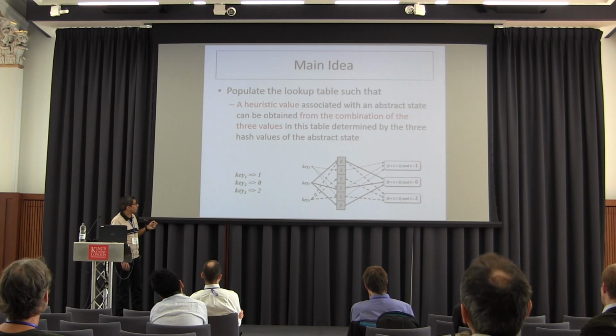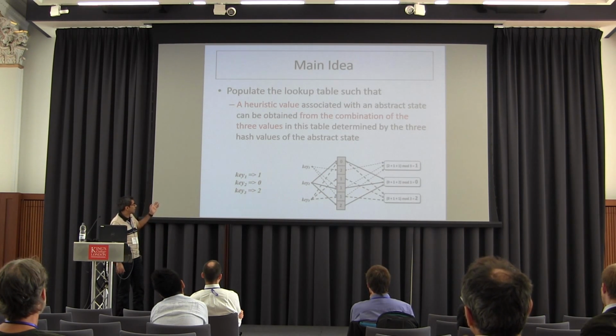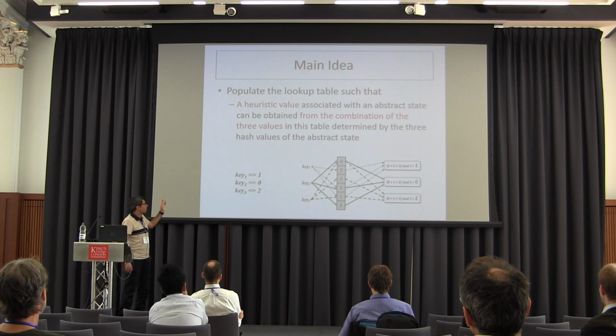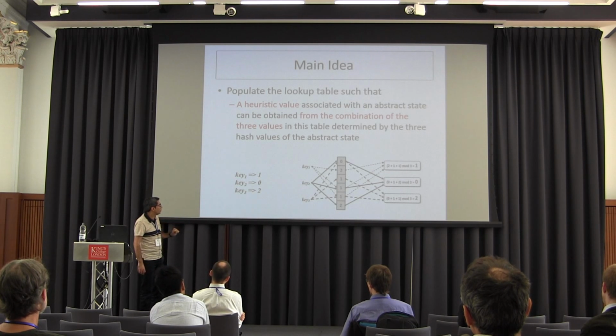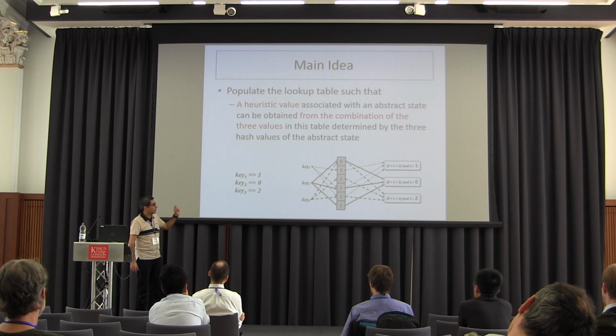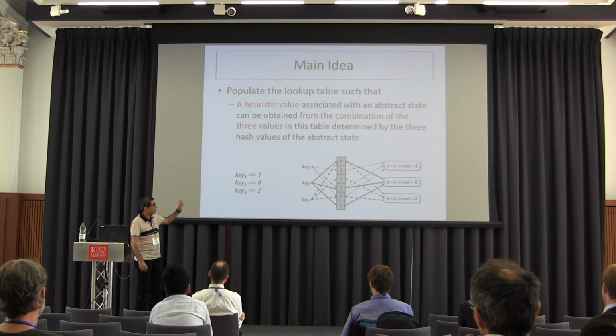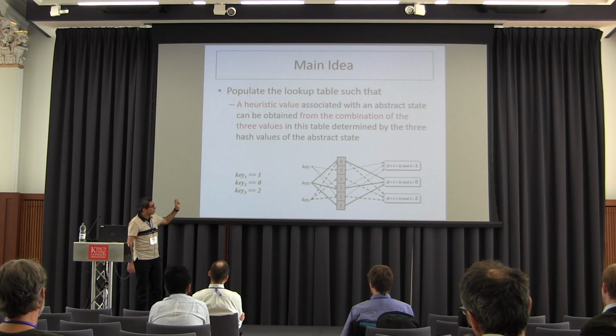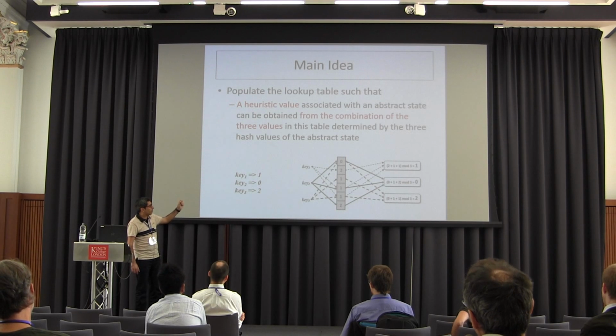It's very simple. So assume you have three abstract states, P1, P2, and P3, with their associated heuristic values, 1, 0, and 2. And assume you have three hash functions that map every one of these abstract states to three different locations in the lookup table. Now, the idea is to calculate the heuristic value associated with every one of these abstract states from the combination of the values that are determined by the three addresses that are determined by the hash values.